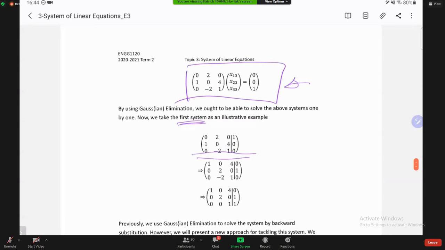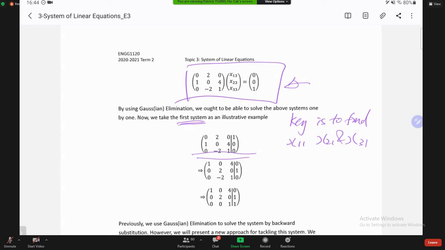Don't forget, our key is to find the variables x11, x21, and x31. Am I correct? So this is the key for the first system. Our job is to apply what we have learned in the last class, using Gaussian elimination or the associated technique, for example backward substitution. We would like to carry out the following analysis.